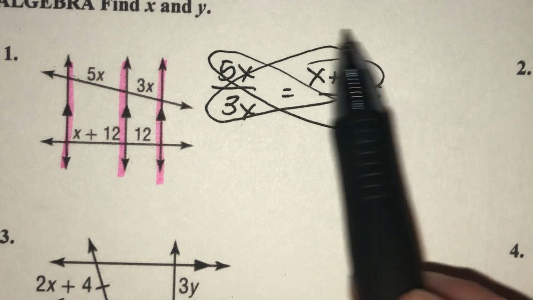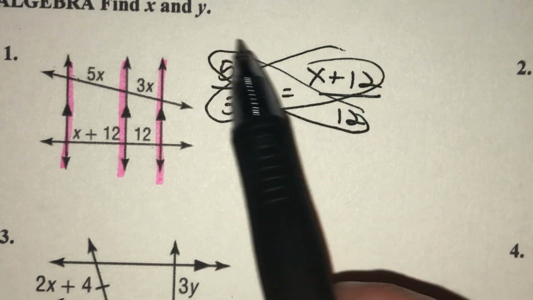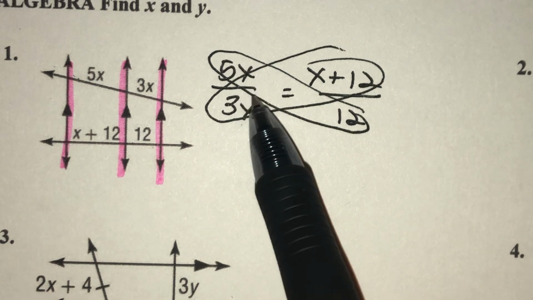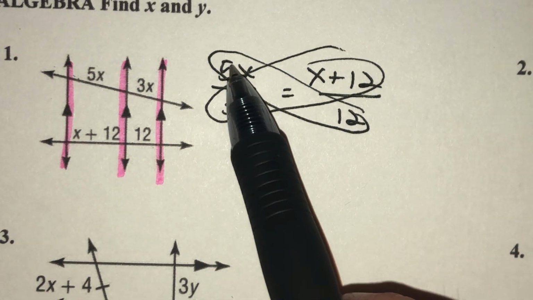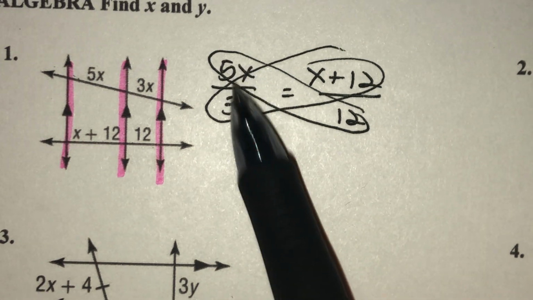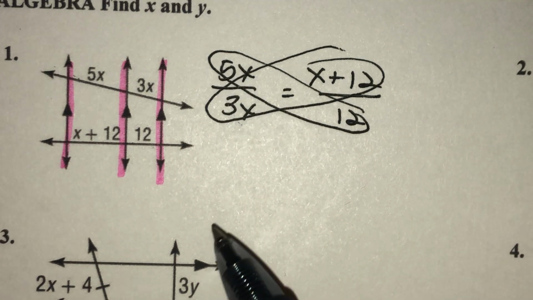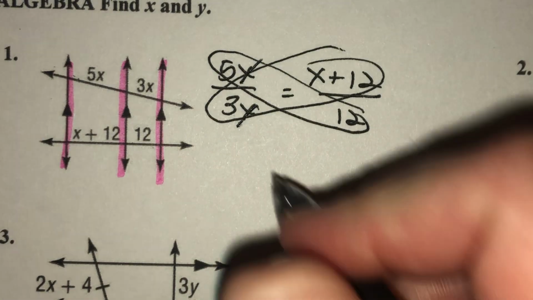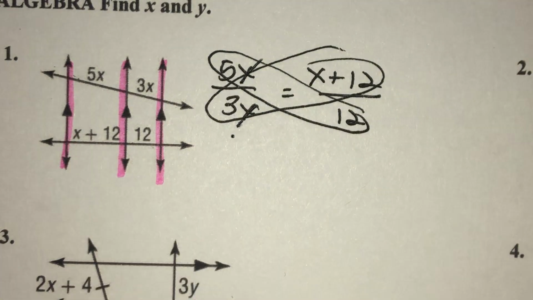Well, I can't simplify this side, but is there anything I can divide both of these by? Yeah, x, right? I can actually get rid of both of the x's here. I can't divide the top and the bottom by 5. I can't divide the top and the bottom by 3. But I can divide the top and the bottom by x. These x's just cancel each other out. So I end up with 5/3 equals (x plus 12) over 12.